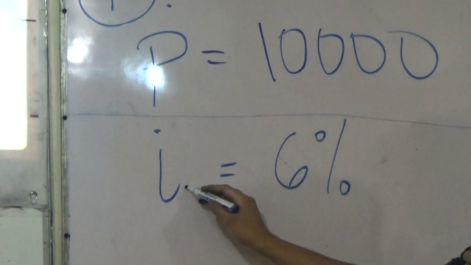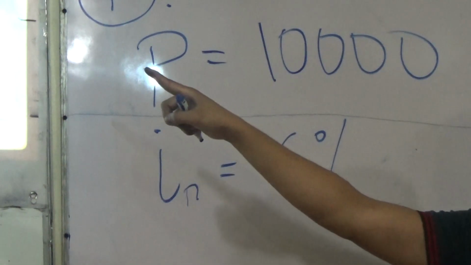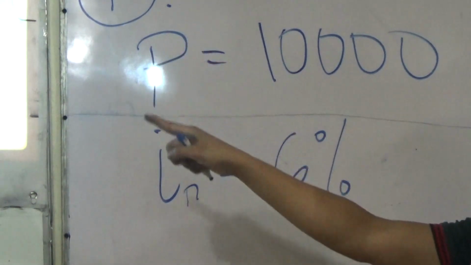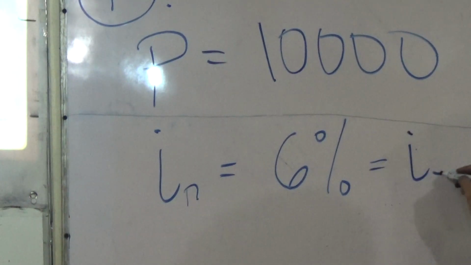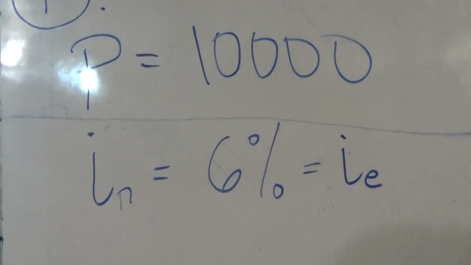Sir, this is nominal. Sir, paano ko nalaman nominal? May word na compounded. But this is annually, so this is also effective, kasi ang definition ng effective, that is the interest in 1 year. Tama ba? So this is nominal as well as effective. How much must he pay monthly?